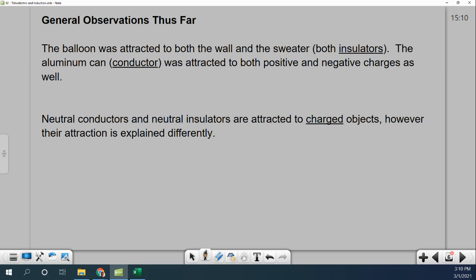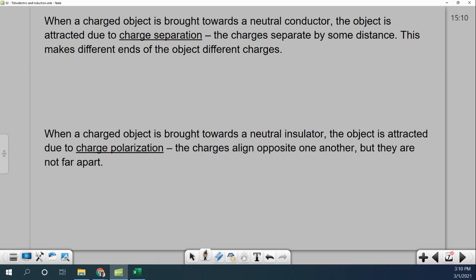So if a neutral conductor and a neutral insulator are both attracted to charged objects, what's going on? I thought they acted differently. Well, we can explain it, but why they're attracted is explained a little differently. When a charged object is brought towards a neutral conductor, the object is attracted due to charge separation. The charges separate by some distance, which makes the different ends different. So we're going to call this a negatively charged box.